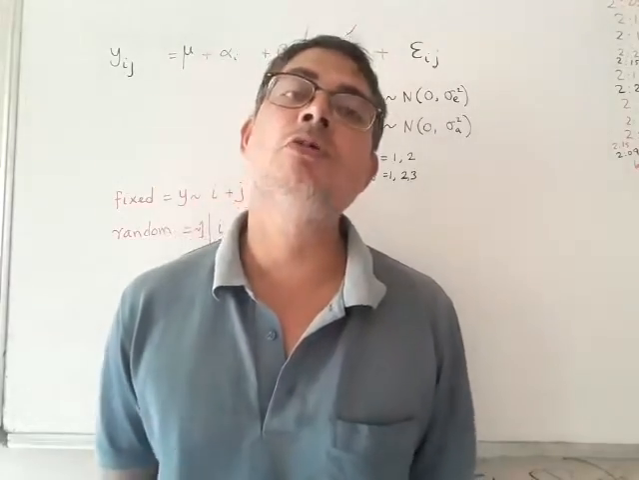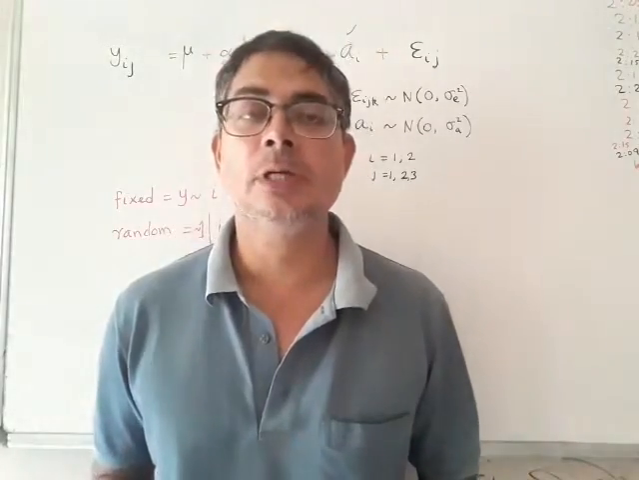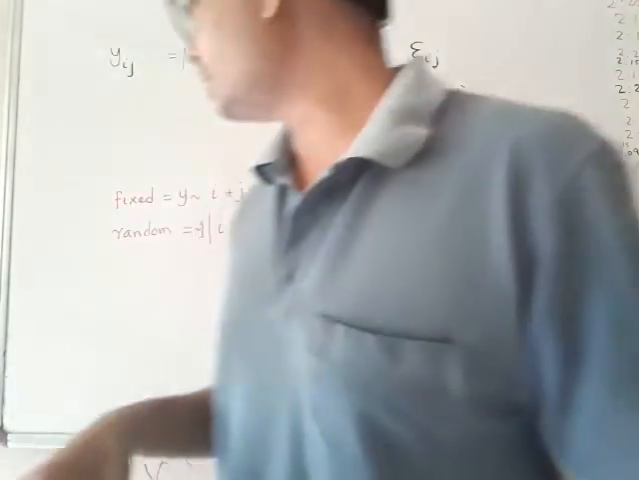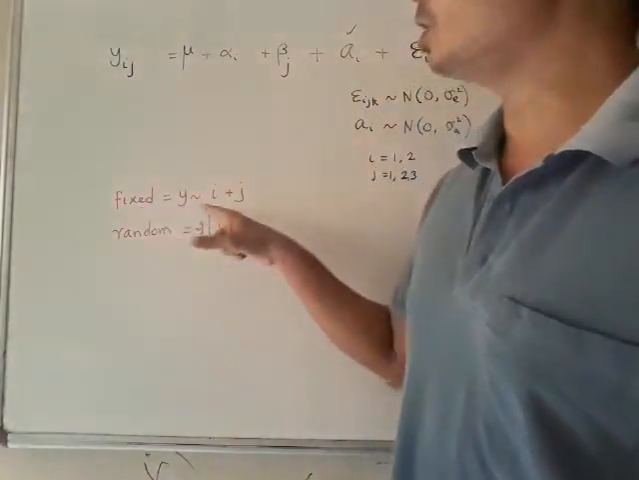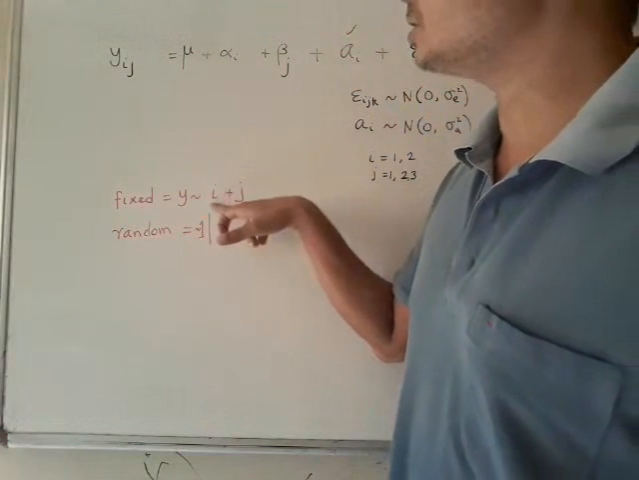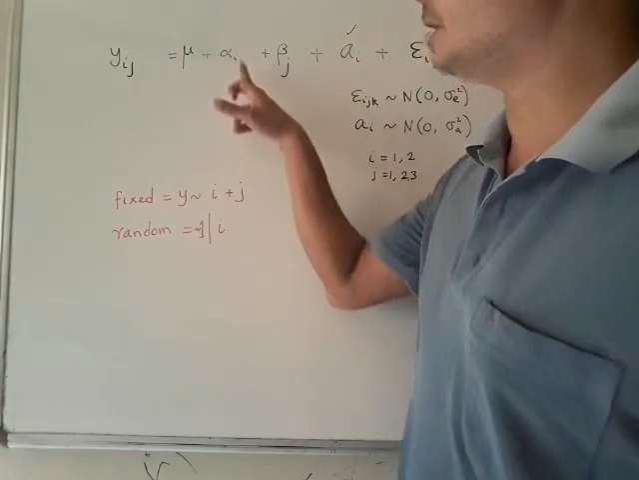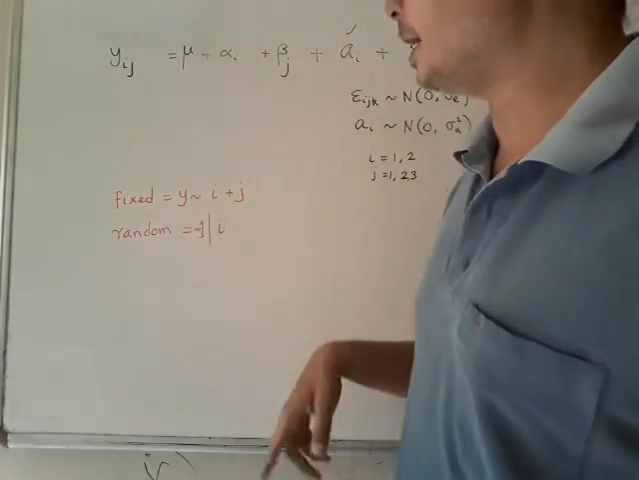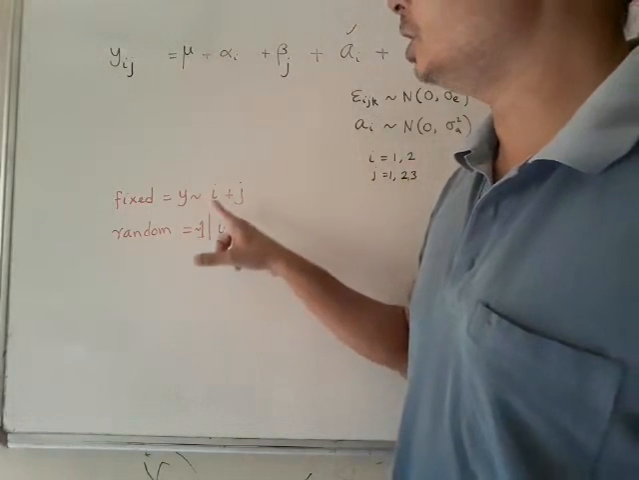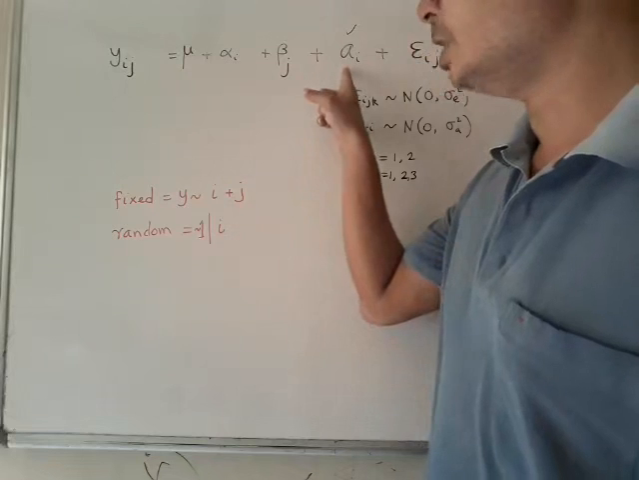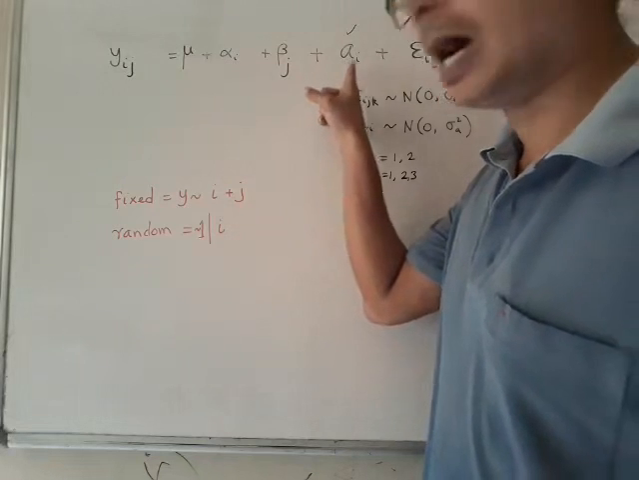Now if you want to express this model in R using the function lme, then here is the syntax. You write fixed equal to y tilde i plus j. I am using the same name for both the variable as well as the subscript. i plus j, 1 is implied, and the random is tilde 1 given i. That is for the alpha, for the ai term.